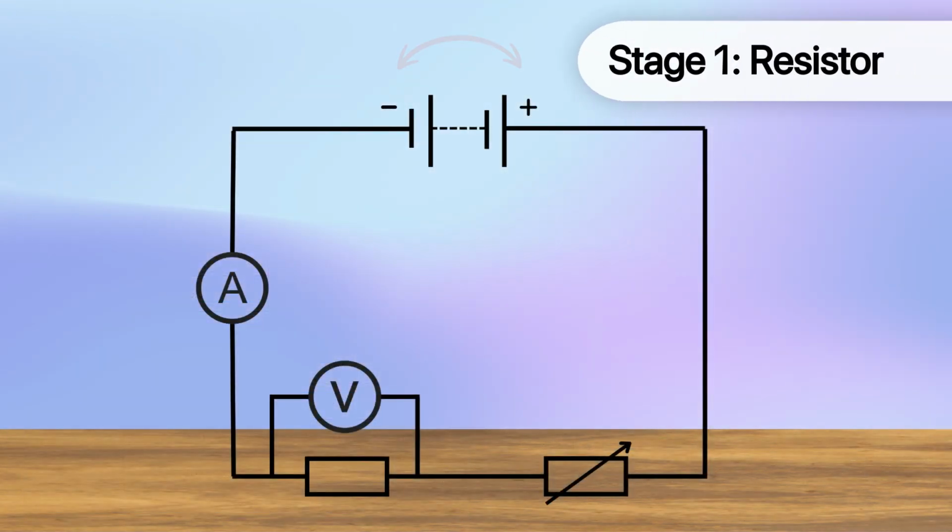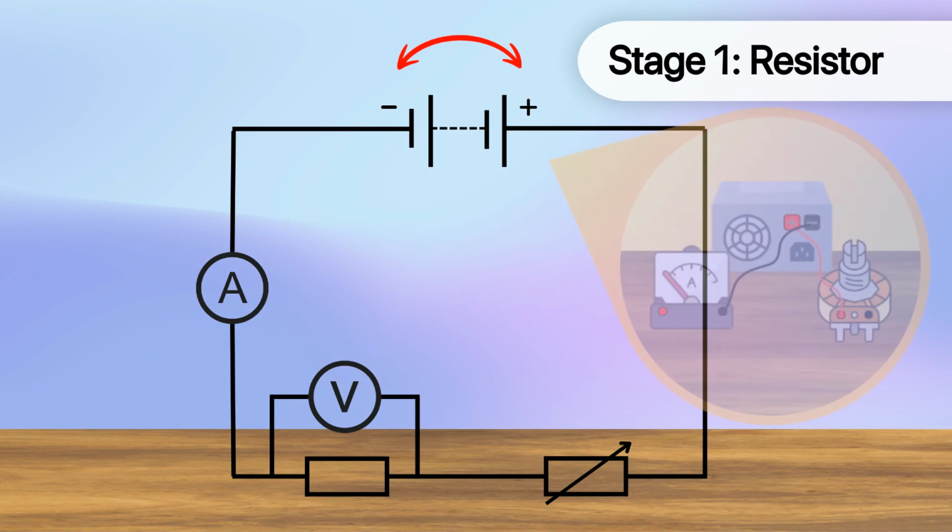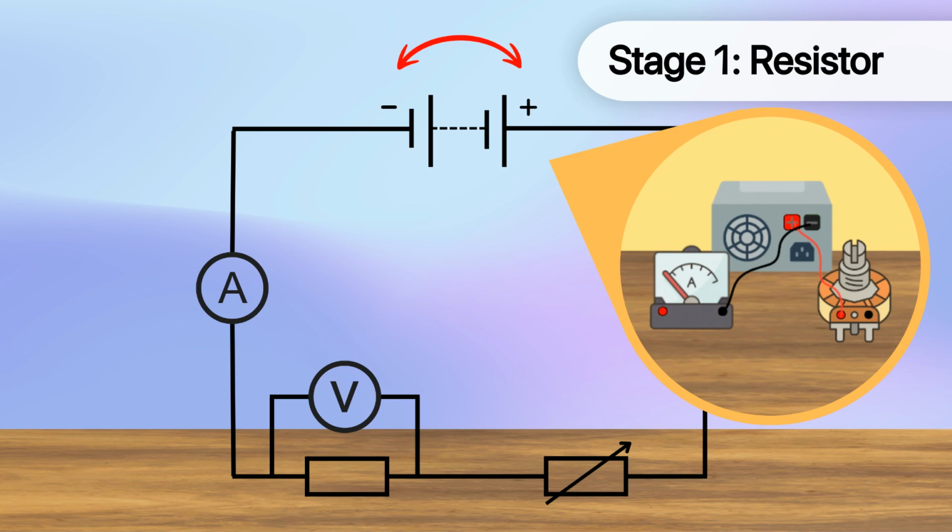Next, we are going to swap the connections on the power supply. This means that the positive terminal on the power supply will now be connected to the variable resistor, and the negative terminal will be connected to the ammeter. This allows us to take negative readings for voltage and current on the ammeter and the voltmeter.